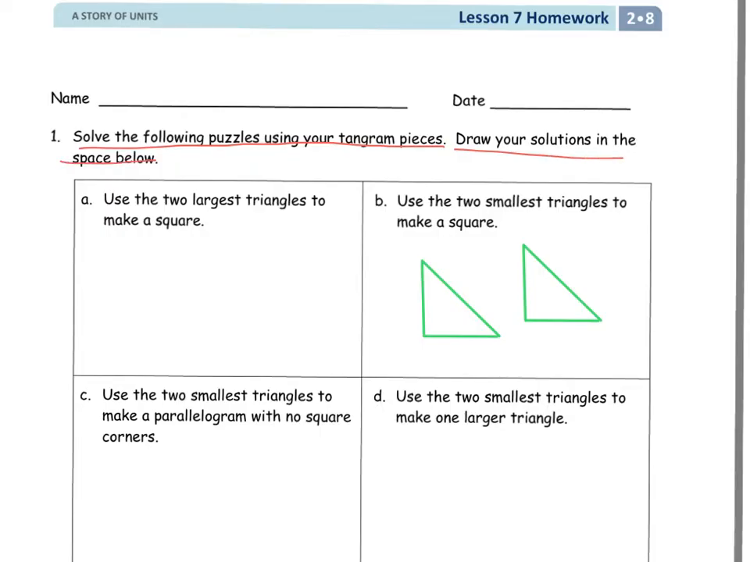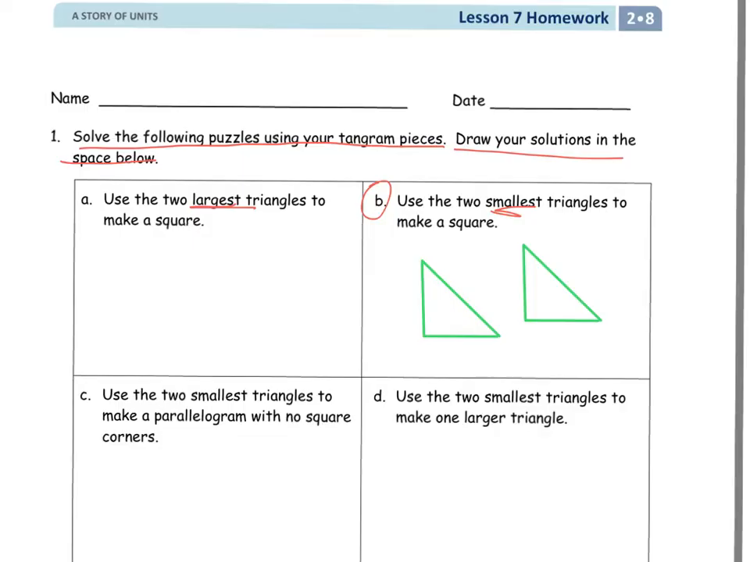I'm going to come back to A, simply because I can only get my small pieces on here to move around, but I'll draw out A in a second. So let's look at B, because A and B are really similar. One is using the largest triangles, one is using the two smallest. So for B, we have to use the two smallest triangles to make a square.